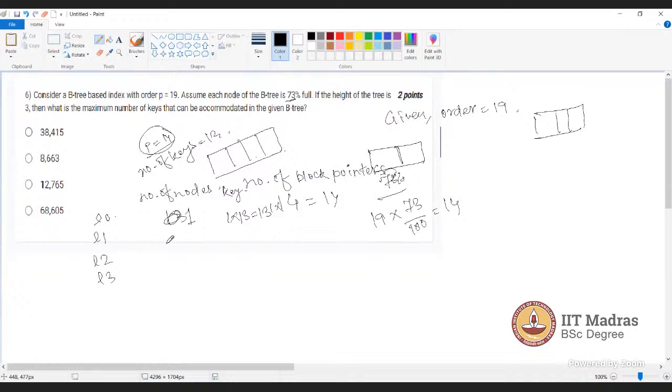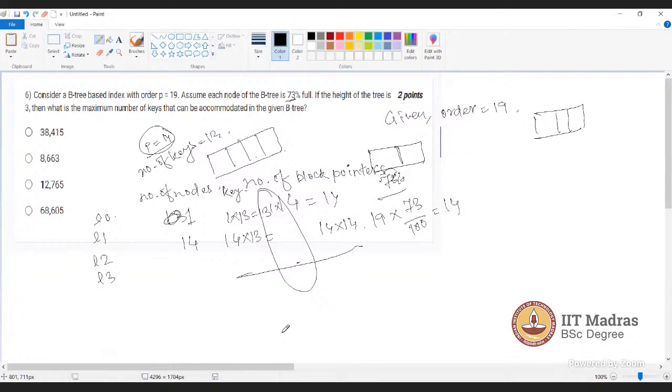Similarly, in the next level, the number of nodes is 14. So the number of keys is 14 into 13, and the number of pointers is 14 into 14. In this way you have to calculate it, and finally add up all those things, the sum of these. You get the idea, right? Okay.